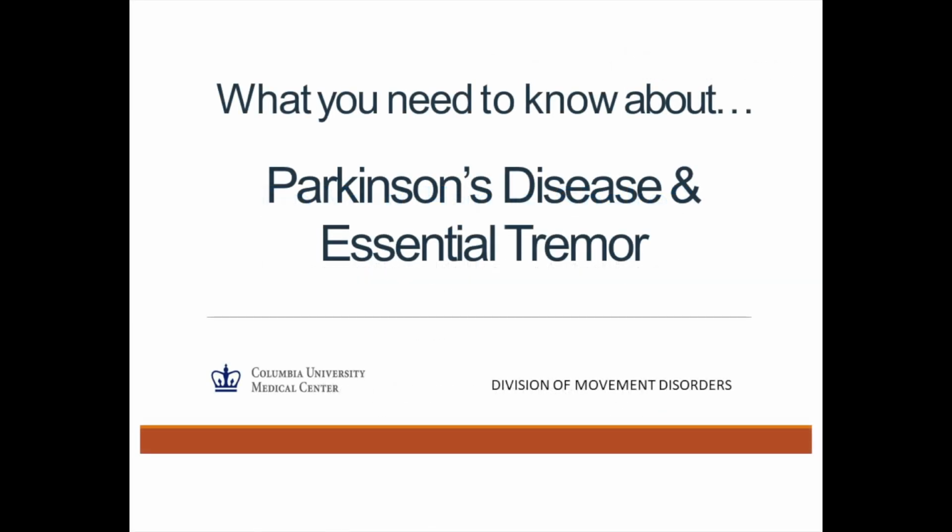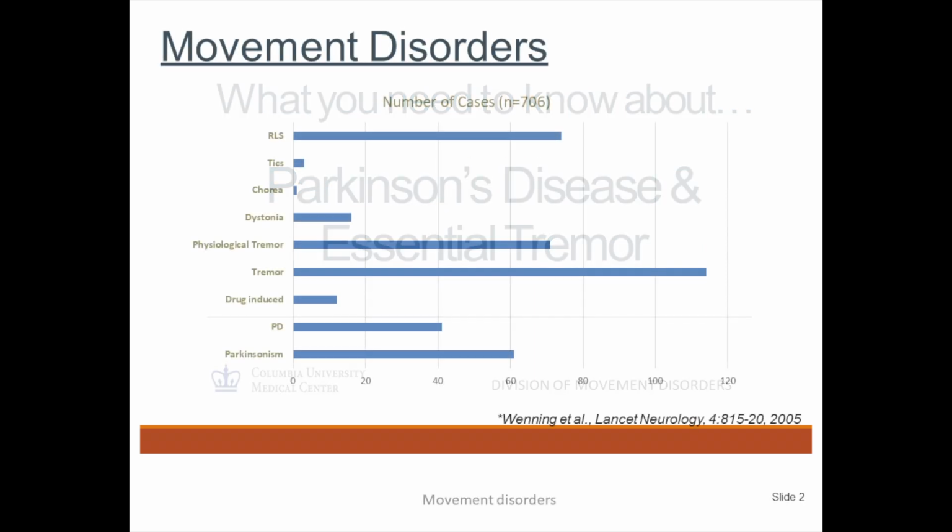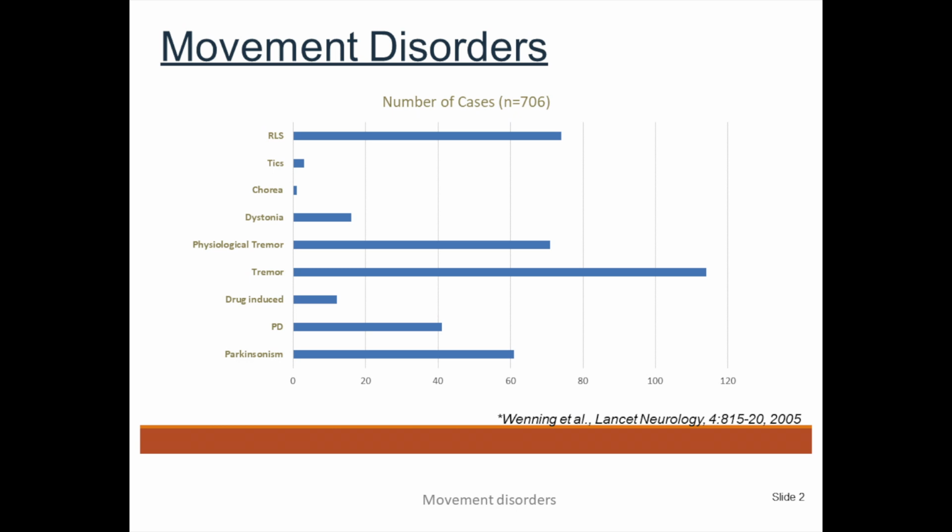I'm going to be speaking about Parkinson's disease and essential tremor. So first I want to talk about how common are these diseases. The most common movement problem in terms of tremor is a physiological tremor. If you see in this graph, movement disorders that are common: restless legs and Parkinsonism.